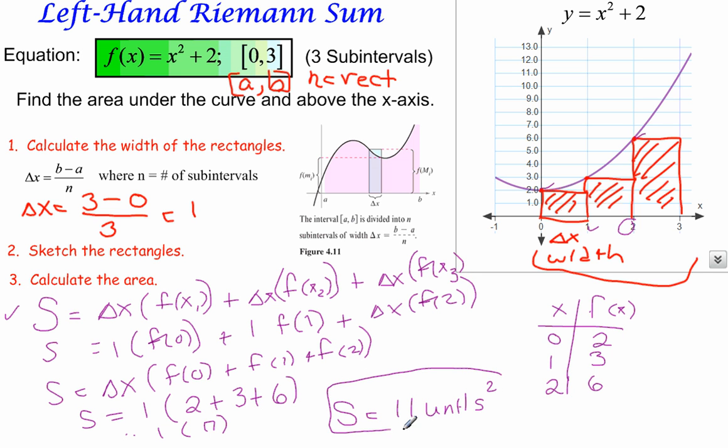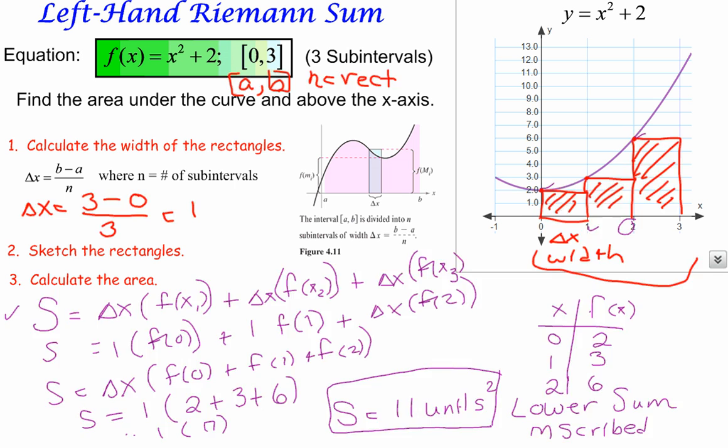I'm not on the smartboard, as you can tell. I'm writing from a little tablet, and it's not quite as neat. So my sum is 11 units squared. This is a lower sum because my rectangles are inscribed. The left-hand endpoint falls under the curve, and therefore we have a lower sum.